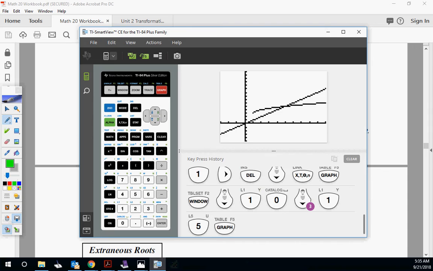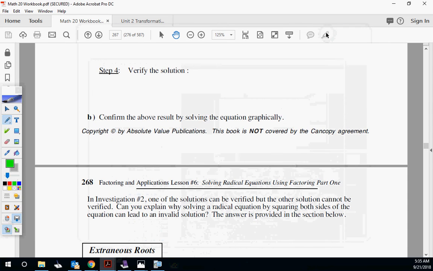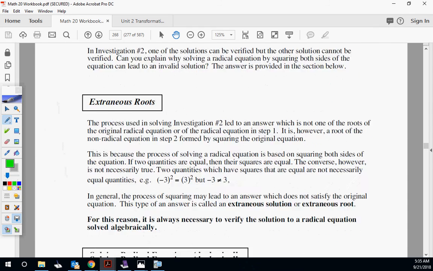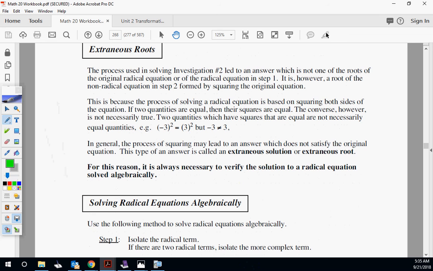Okay, let's keep on going here. Now we're talking about extraneous solutions. So, just to summarize: extraneous solutions are those solutions that you get that do not work. We identify those as extraneous. It says the process used in solving investigation 2 led to an answer which is not one of the roots of the original radical equation. However, it is a root of the non-radical equation, step 2, formed by squaring the original equation.